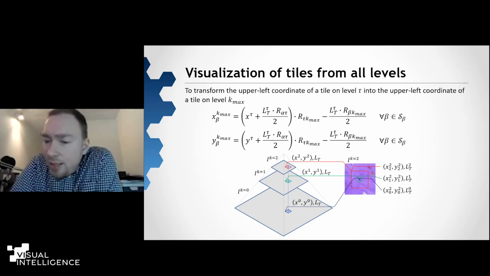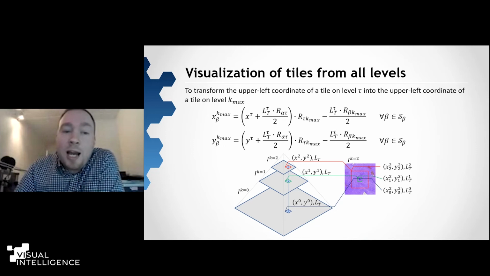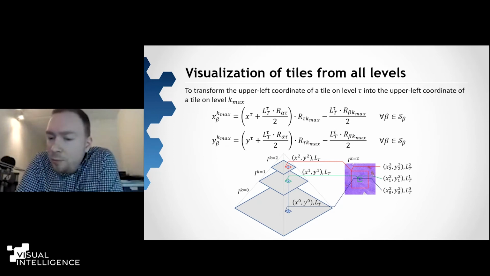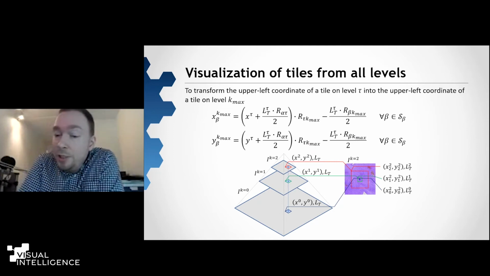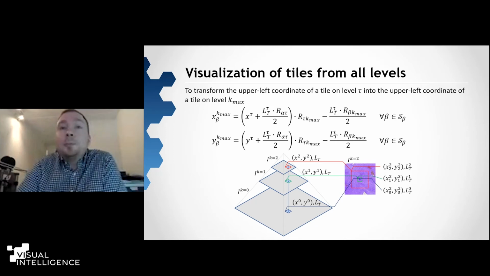To transform the tiles, we use the same expression as before, but with some small changes so that the transformation instead goes to the highest level. So we have Kmax here. This transformation of tiles is illustrated in the figure. The left-hand side of the figure represents the input coordinate to the equation, and the right-hand side represents the output.